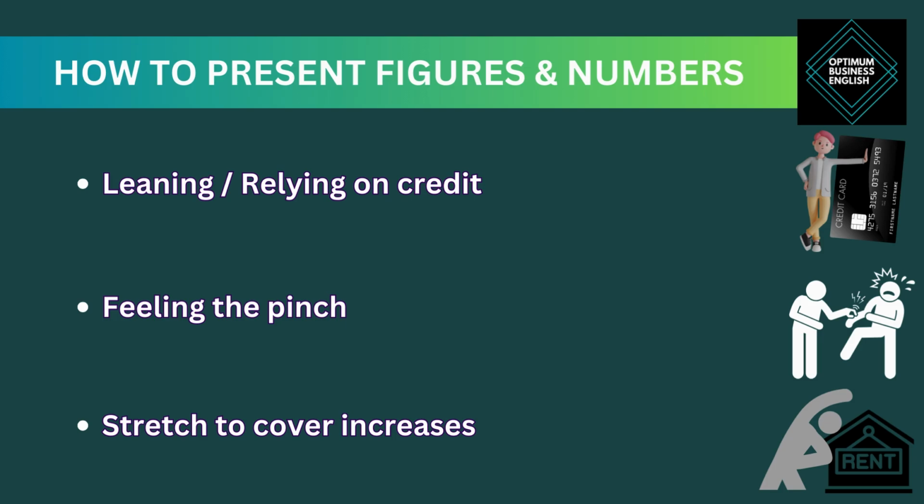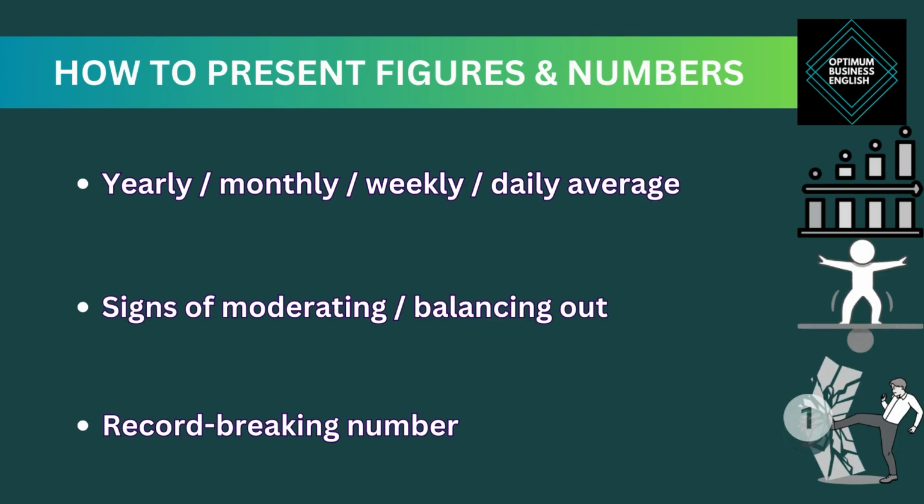Leaning on or relying on credit loans, they were able to carry on for a while. Feeling the pinch as the market suffered, they had to quickly cut costs. Their savings had to stretch to cover increases in rent. Their yearly or annual average rent was 6% up on last year. The market was showing signs of moderating or balancing out. The record breaking number of sales meant that they could start saving money.